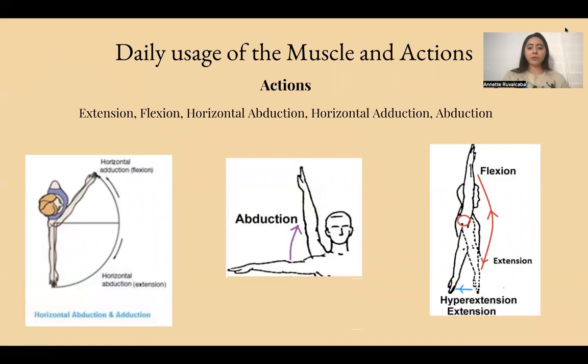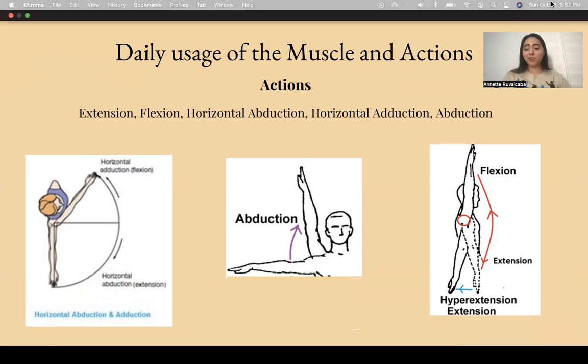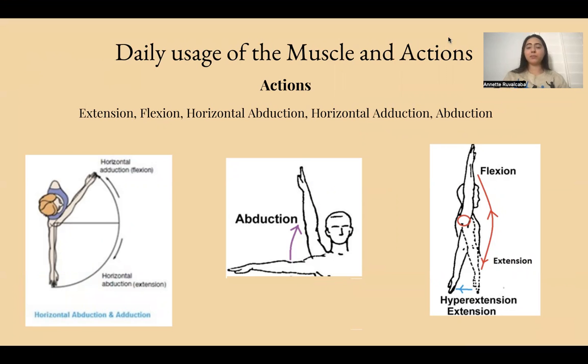So for the daily usage of the muscle and actions of the deltoid, because it's a huge muscle, it has a lot of actions. So starting with extension, flexion, horizontal abduction, horizontal adduction, and then abduction. As you can see in these photos, they specifically describe how each picture goes through the motions.